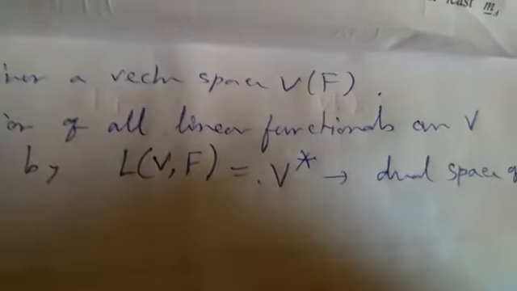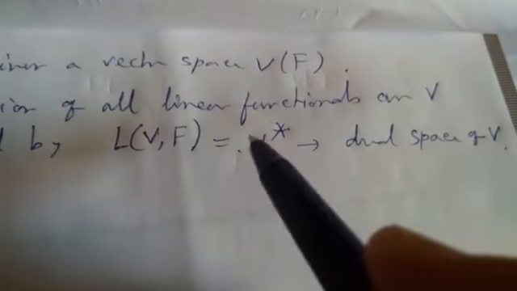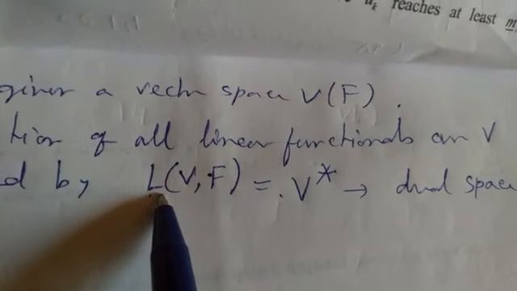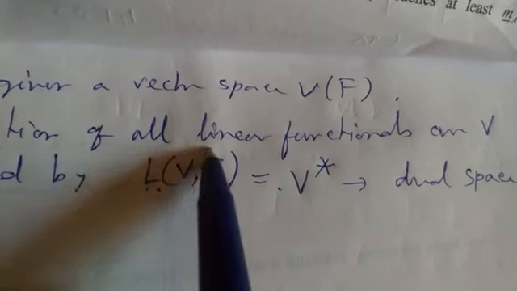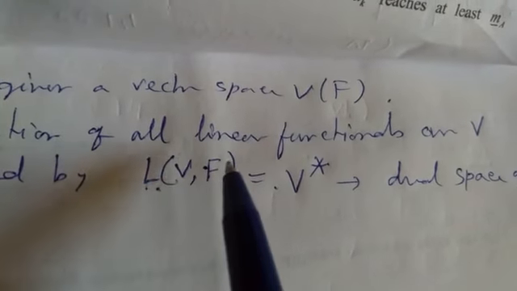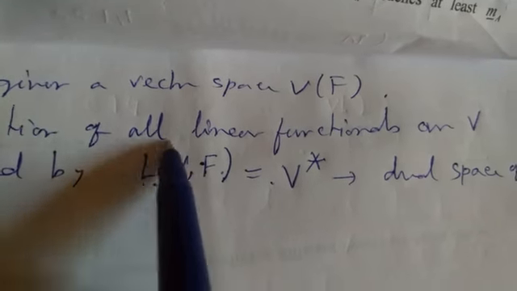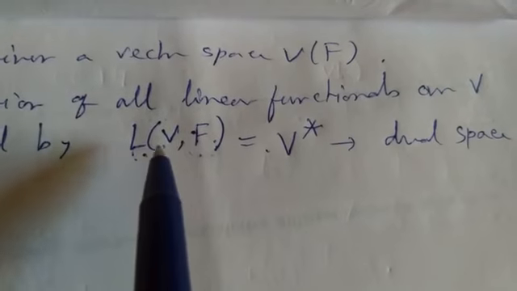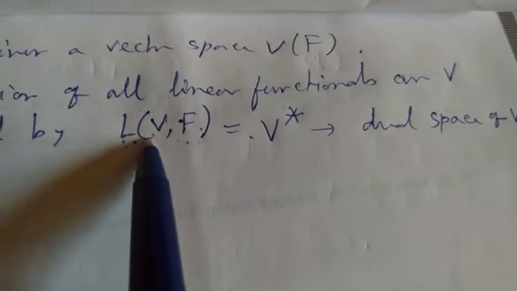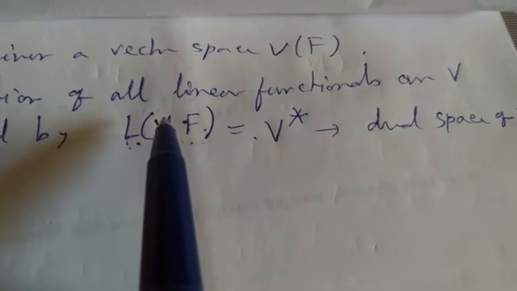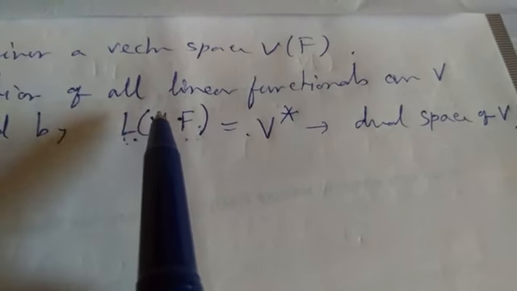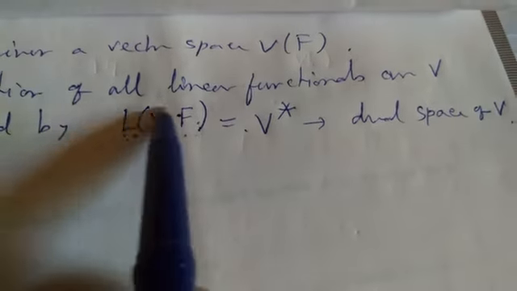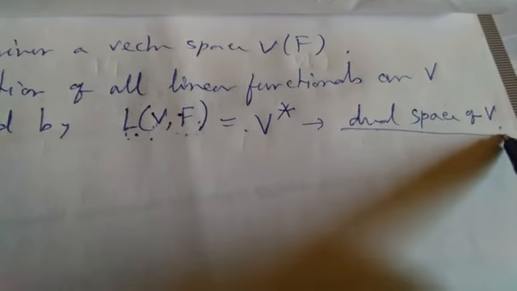Now, you see, in the previous case we have proved that if I have the collection of all linear mappings from a vector space V to another vector space W, this forms a vector space over the same field F. Similarly, if I take the collection of all linear functionals on V, that is all linear mappings from V to the field F, then this is also a vector space. That vector space is called the dual space of V.